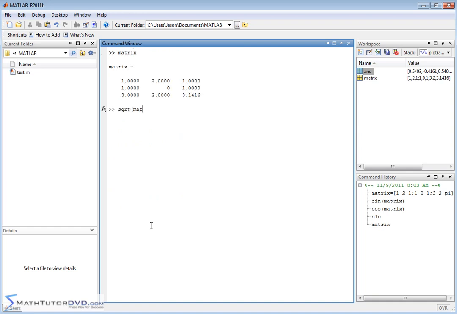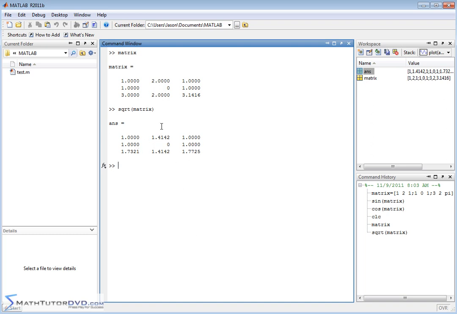This is a good way to illustrate something. If you apply the square root, what's going to happen is you're going to take the square root of each of the elements, right? So the square root of 1 is 1, the square root of 1 is 1, the square root of 3 is 1.7, and so on. The square root of 2 is 1.41, and so on. So basically it takes the square root element by element.